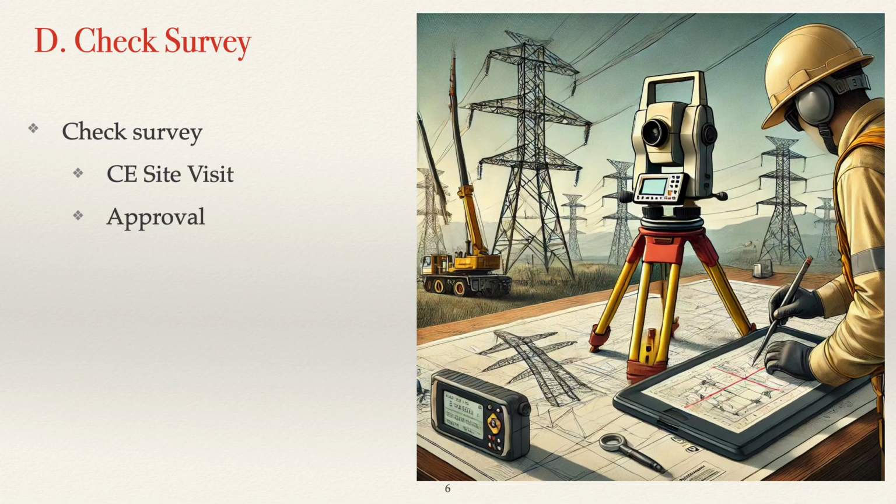Documentation and reporting has to be done to notify the CE and client. Record any deviations from the approved profile. Recommend necessary modifications for tower heights, foundation types, or span lengths. Submit the final check survey report to the consultant engineer CE and client for approval before construction begins.